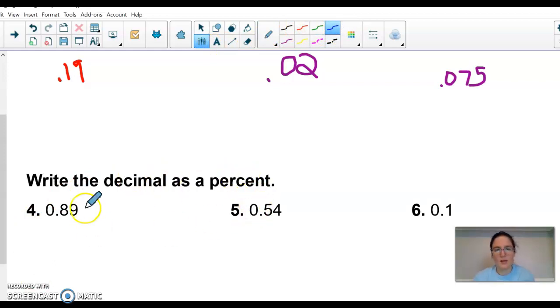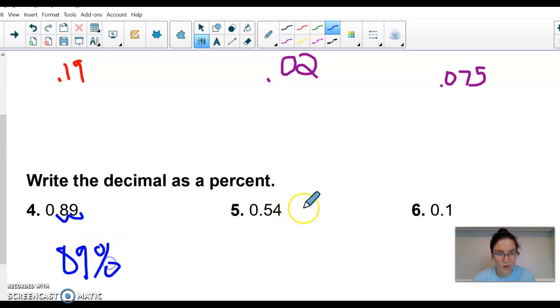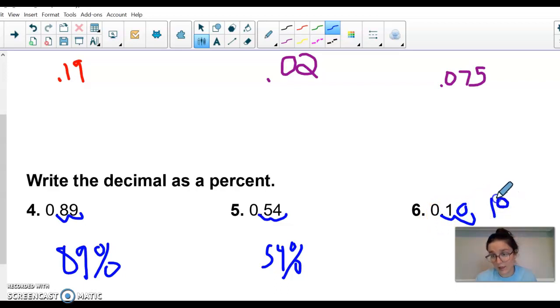All right, so write the decimal as a percentage. You're going to start with the decimal, and move it 2 places to the right. 1, 2, so it's 89%. For this 0.54, move it 2 places to the right, so it's 54%. And then for 0.1, take the decimal and move it 2 places to the right, 1, 2. You have to add a 0 for that hole, so it's 10%. So again, if you're taking a decimal and making it into a percentage, move it 2 places to the right.